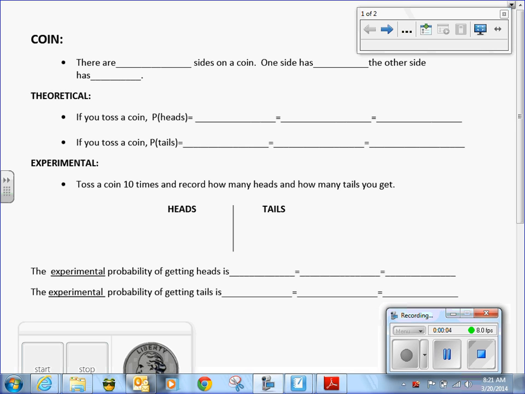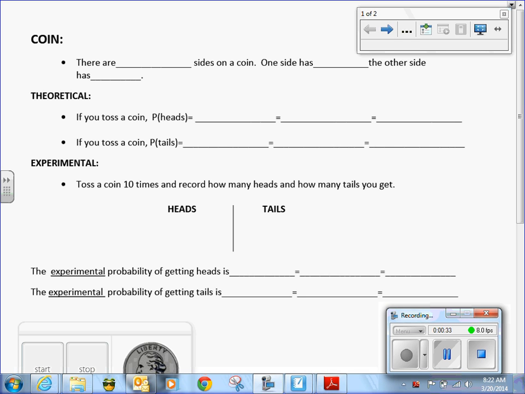Okay, today what we want to talk about is we're finally moving on to Unit 5, the last unit of the school year. Yay! And what we're going to be talking about now is probability, statistics and probability. The first thing we're going to start with is probability, and probability deals with the chances of things actually occurring. We're going to be talking about theoretical versus experimental, okay?